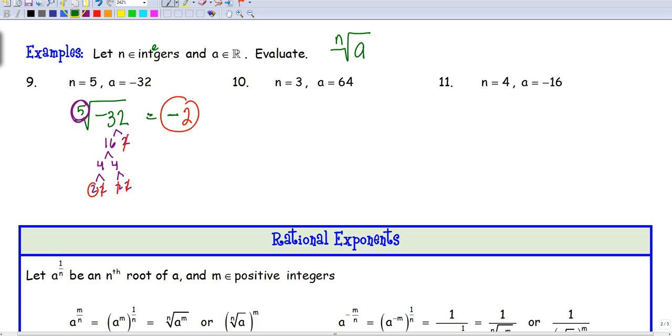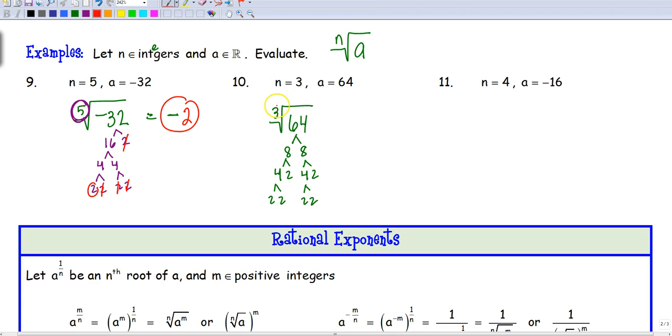All right, let's try another one. The nth root of 64. So the cubed root of 64. We'll do a factor tree. 8 times 8, 4 times 2, 4 times 2, 2, 2, 2, 2.